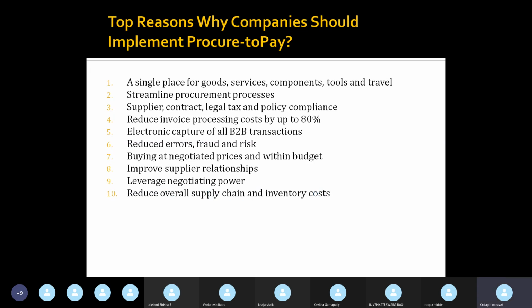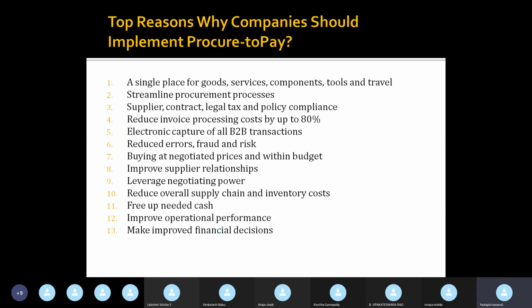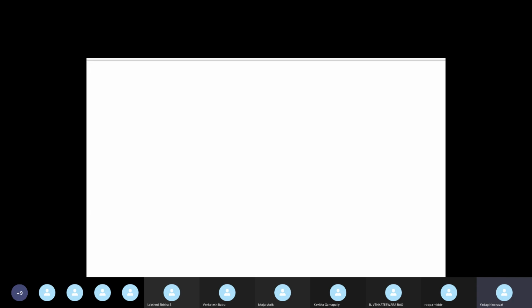Reduce overall supply chain and inventory cost. Free up needed cash and improve operational performance, and improve financial decisions. When we are purchasing goods and services from the vendors, it results in improved financial decisions also.